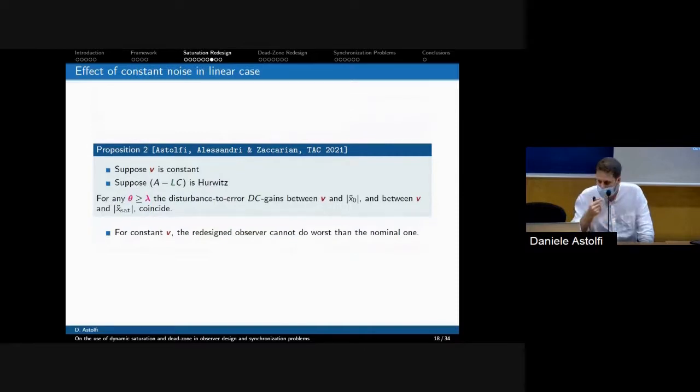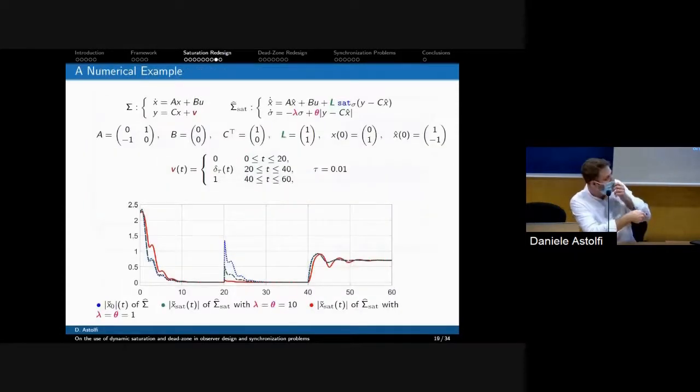The other result that we have is that if we consider some constant perturbation, well, the DC gain of the observer with respect to this constant perturbation is the same. So it's not worsened. And this is also a good point because we know that at least in this scenario, we cannot do worse than the original system. So this is a simple simulation now to show how it works. So we consider a linear oscillator fed, well, u equal to 0, so there is no input.